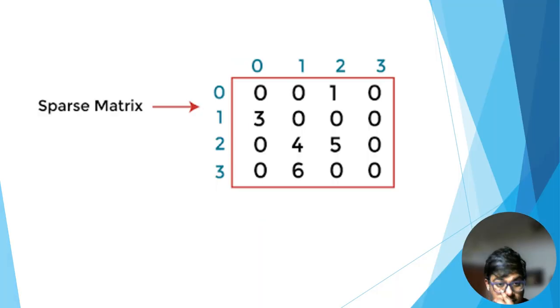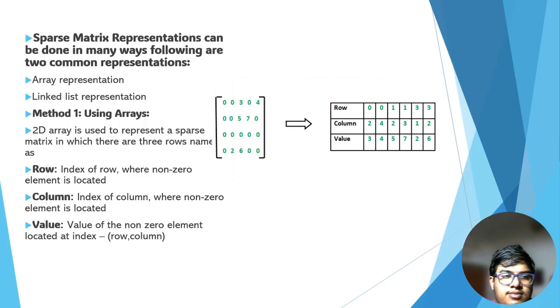So this is a sparse matrix. As you can see, most of the elements in the matrix are zero, while only a few of them are non-zero elements. Now the sparse matrix representation can be done in two ways. The first way is using arrays and the second way is using a linked list. Here you can see the array representation, which is the first method.